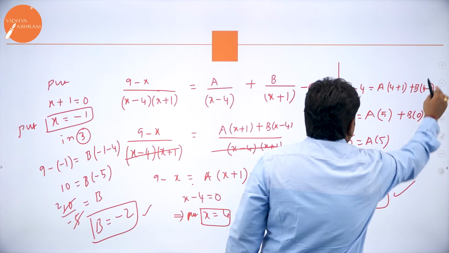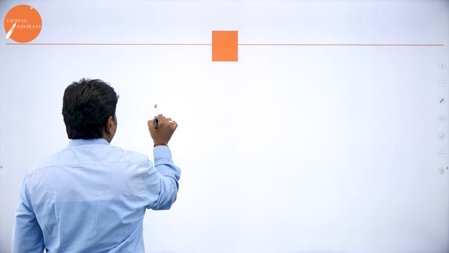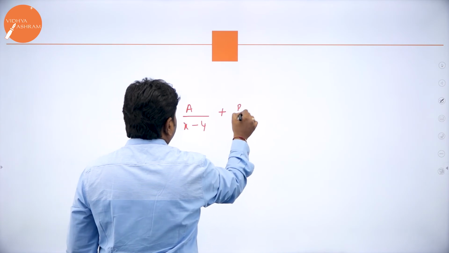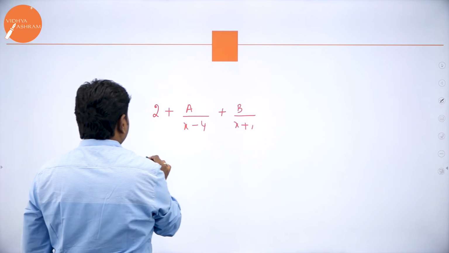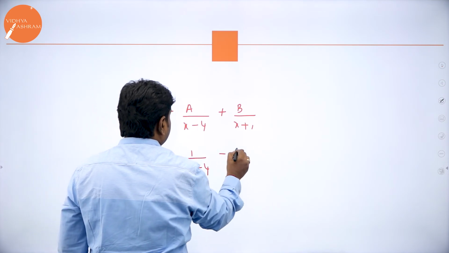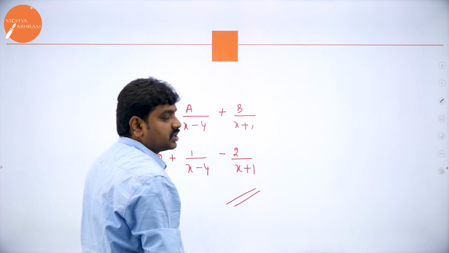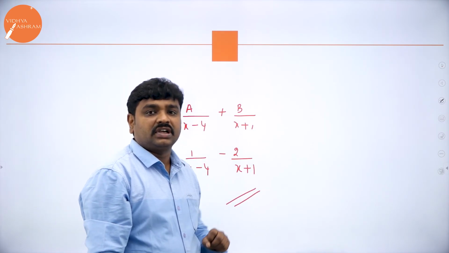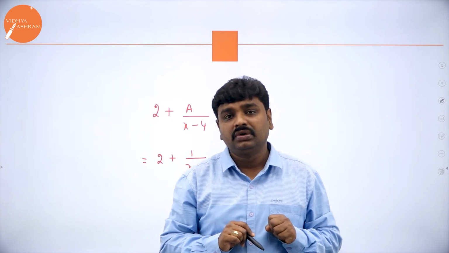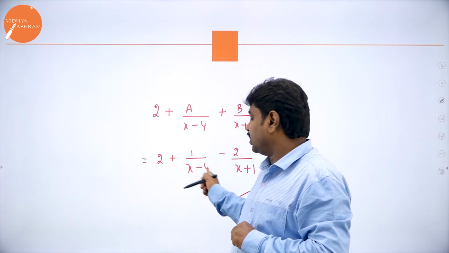Finally, we got the answer, and the answer is a proper fraction. So, the given problem can be written as 2 plus a by x minus 4 plus b by x plus 1, and a and b we got the values. a is 1 divided by x minus 4 and b we got minus 2 divided by x plus 1. That is the final answer. So, you can see we resolved it into partial fraction. Any doubts? So, now practice this. If they give improper, what you should do? Convert it into proper. After you convert it into proper, rewrite this.